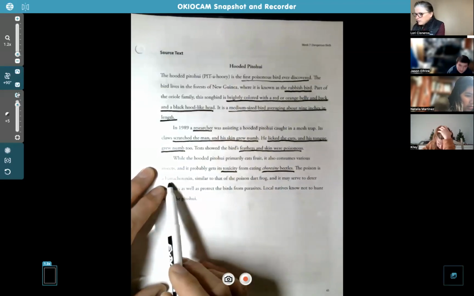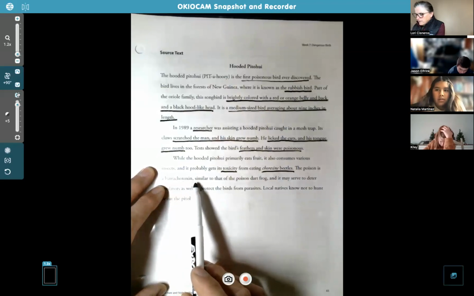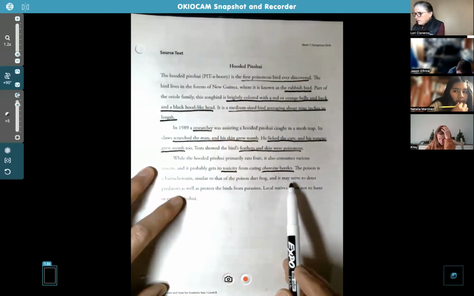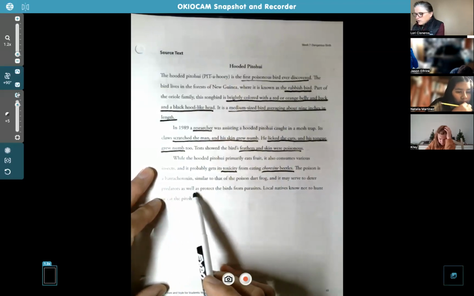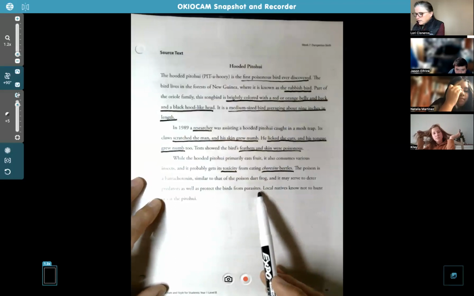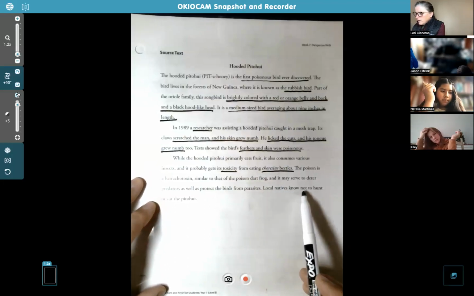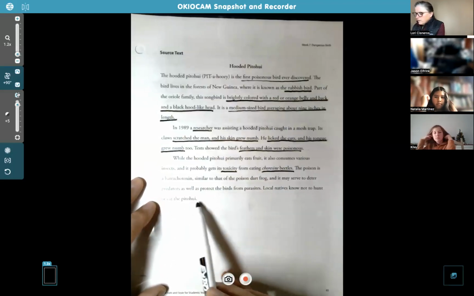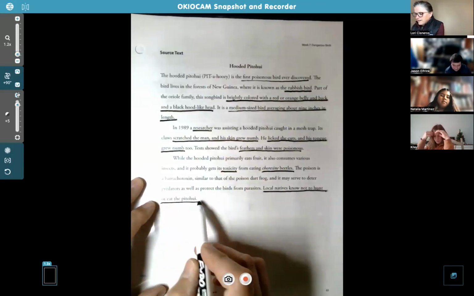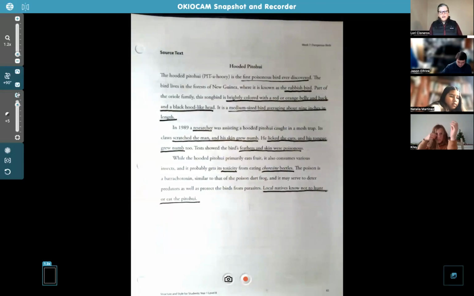The poison is batrachotoxin, similar to that of the poison dart frog, and it may serve to deter predators as well as protect birds from parasites. Interesting. Local natives know not to hunt or eat the pitohui. I think that's kind of interesting. They're like, I'm not going to go near that guy. I know better. All right.